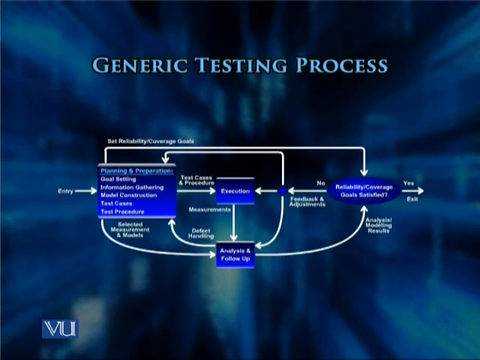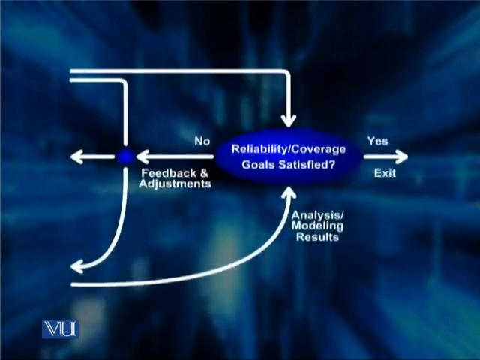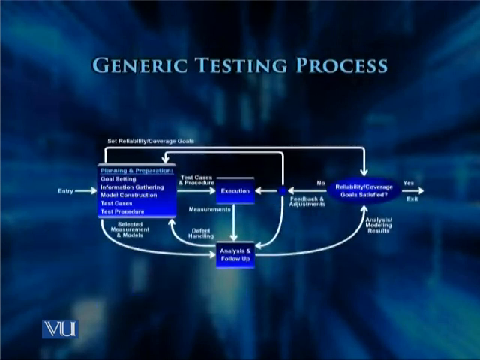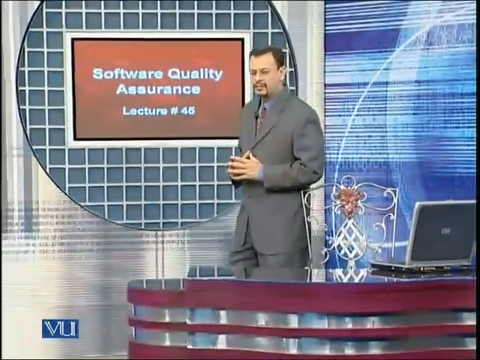To remind the students, it has 3 main activities: planning and preparation, execution of software tests, and analysis and follow-up. And this picture shows the relationship between these 3 activities, and it describes the testing process in a very nice way. Now, as I was saying before, we talked about planning and preparation, that software testing is and has been a part of the quality assurance activities for a long time.